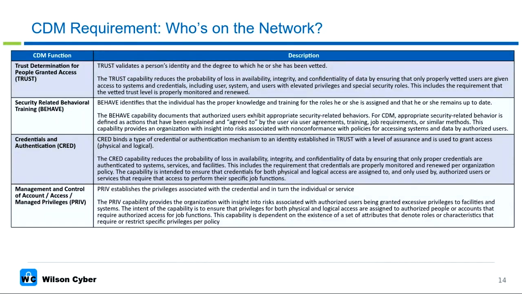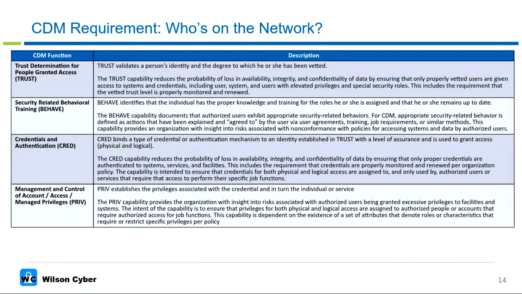And then finally, we have management control of accounts, access, and managed privileges, which is called PRIV. PRIV establishes the privileges associated with the credential and, in turn, the individual or service. The PRIV capability provides the organization with insight into risks associated with authorized users being granted excessive privileges to facilities and to systems. The intent of this capability is to ensure that privileges for both physical and logical access are assigned to authorized people or accounts that require authorized access for job functions.